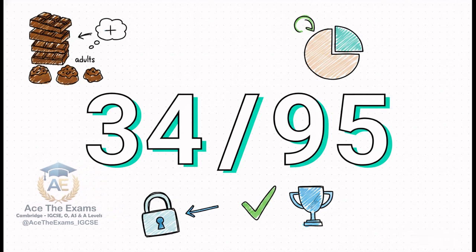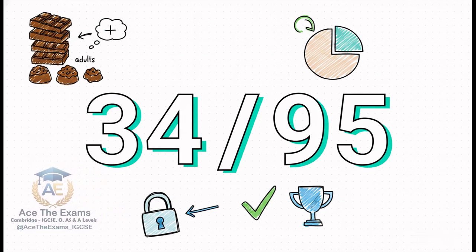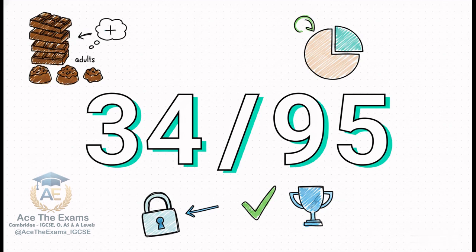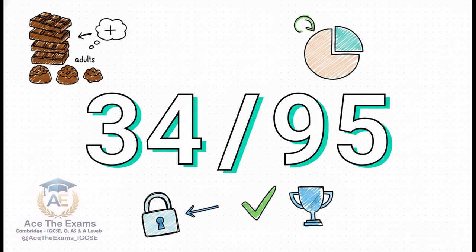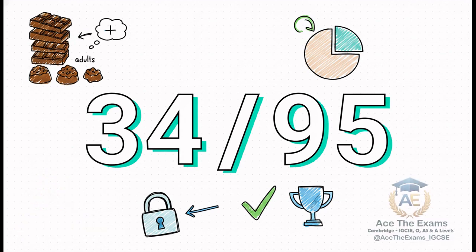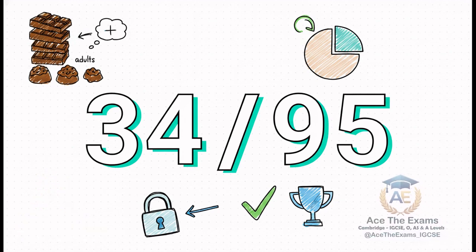We take that target number and divide by our grand total, which we already smartly calculated earlier as 95. So the final answer is 34 over 95. It cannot be simplified any further, so we lock it in and secure the marks.